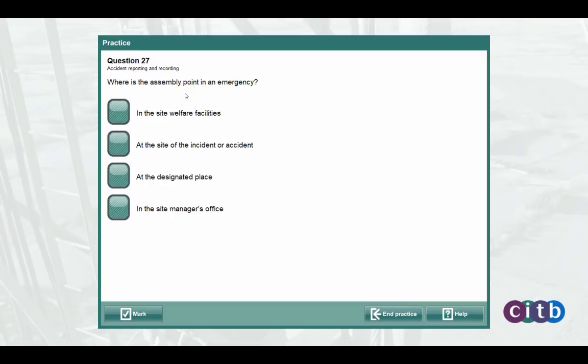Where is the assembly point in an emergency? In the site welfare facilities. At the site of the incident or accident. At the designated place. In the site manager's office.